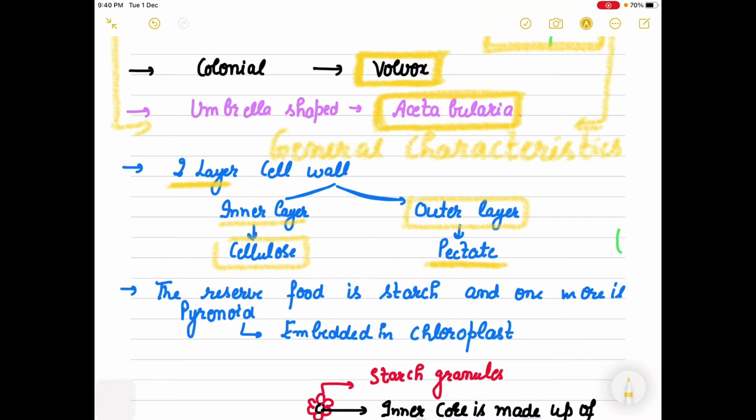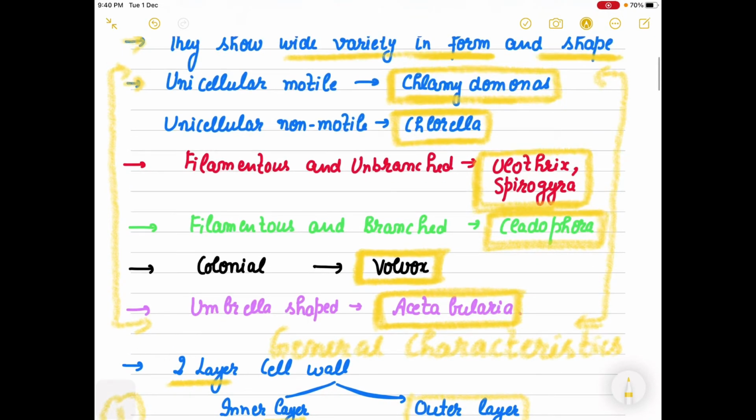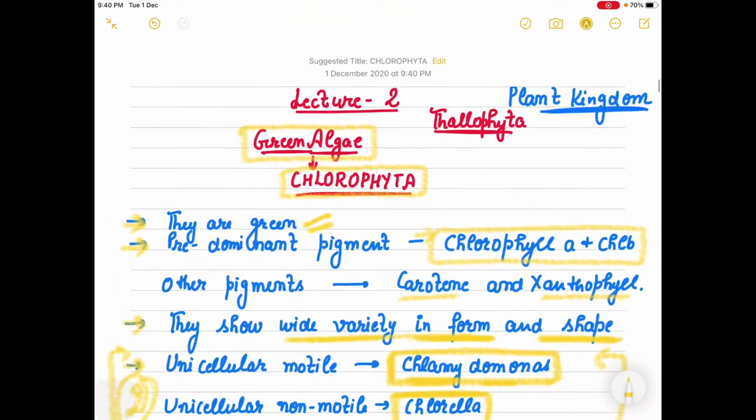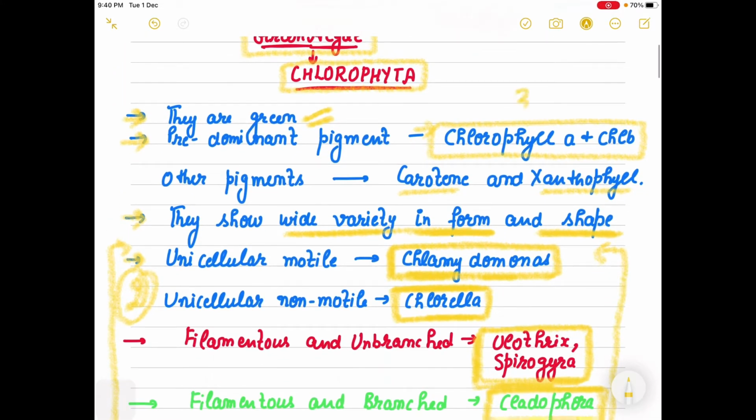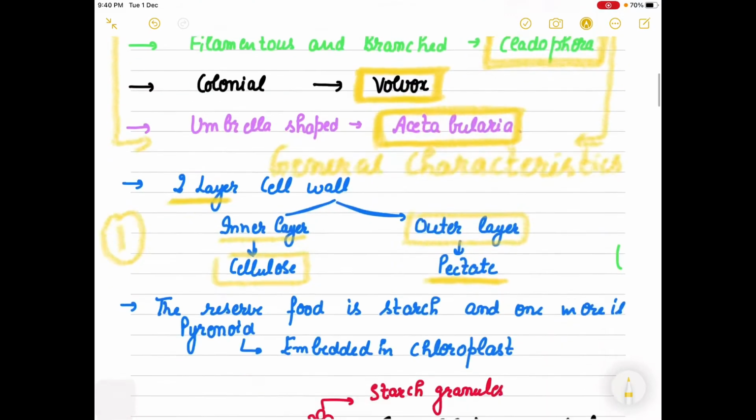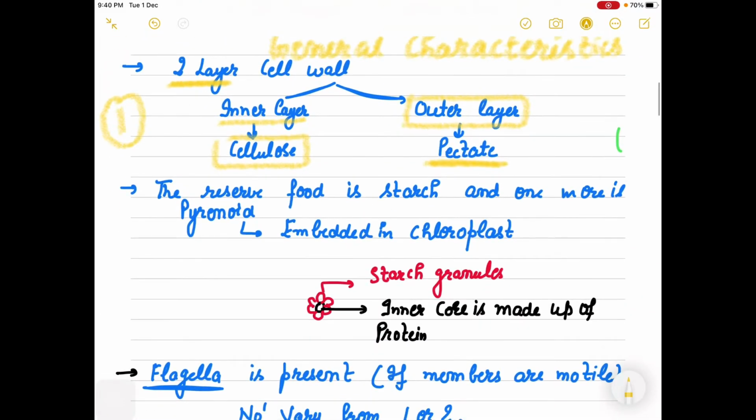Right, so one question is ready here, second question is ready from here. Right, so third question is ready from here. So in this way, every single line itself is a question in this lecture. The reserve food material which is found in this green algae is starch, and one more which is found very commonly is pyrenoids. Pyrenoids, these bodies are very exclusive, very characteristic feature of these green algae.